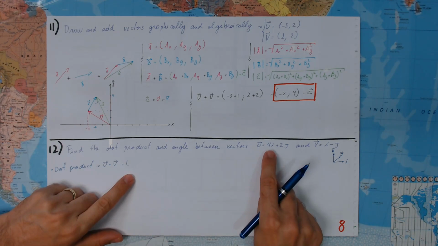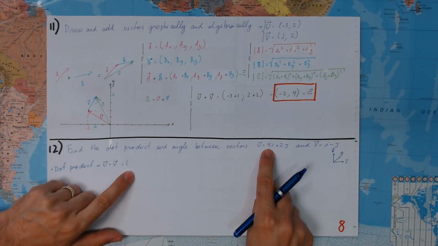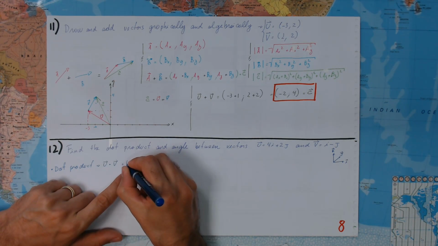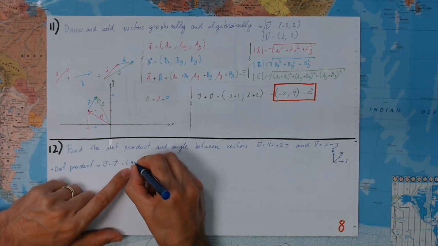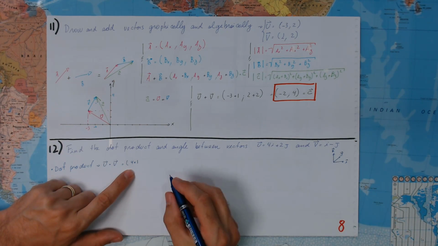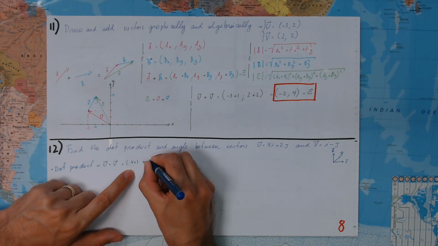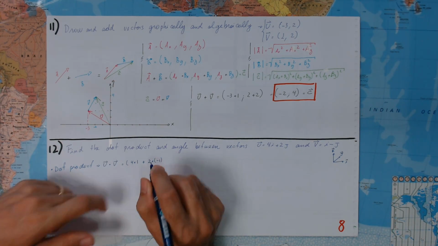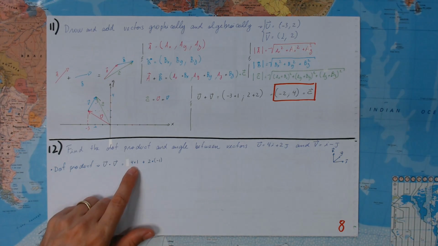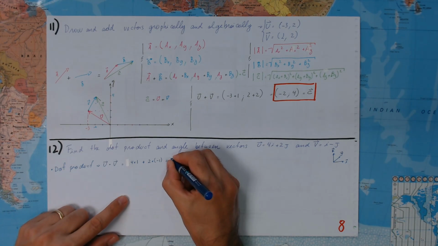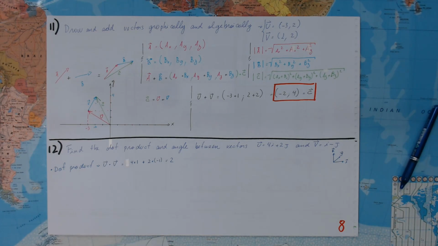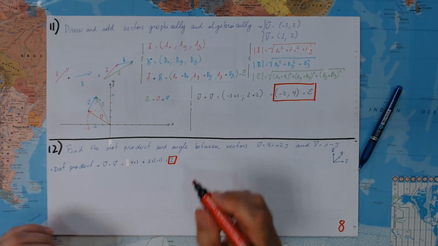So let's multiply the coordinates. This is going to be 4 times 1 plus 2 times minus 1, plus 2 times minus 1. There is no need to put these brackets. This is 4 minus 2, which is just 2. So the dot product is just 2. This is one answer.